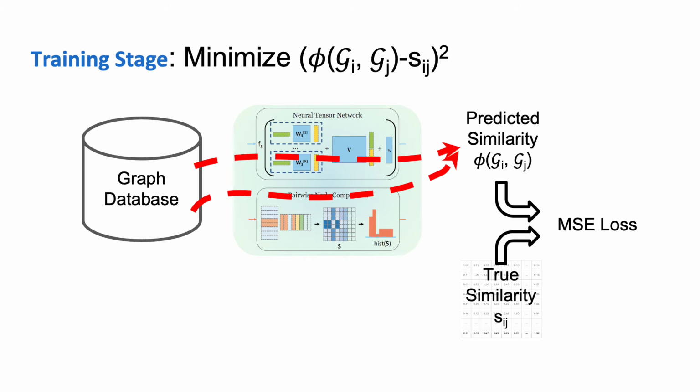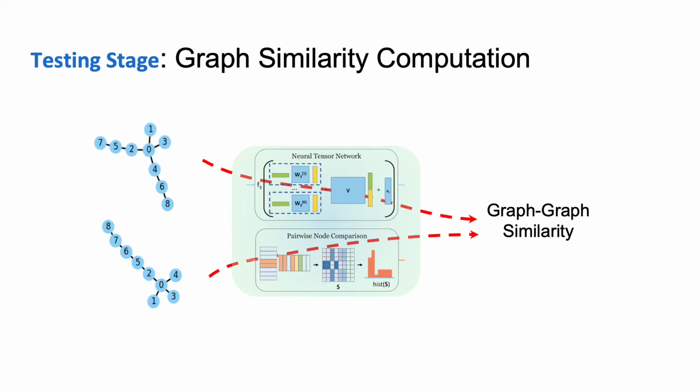During the training phase, our goal is to minimize the MSE loss between the predicted similarity and the ground truth. We are given a collection of graph databases, and we learn this function during the training phase. After it is trained, we go to the testing phase. In the testing phase, we give a pair of graphs, actually many pairs of graphs, and compute the graph-graph similarity using our neural network model. And hopefully that estimated similarity is very close to the true similarity.